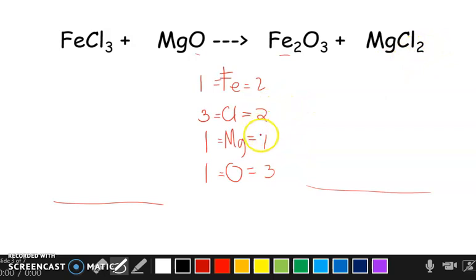The idea for balancing is to make sure that the law of conservation of mass will be followed, because you can't make 2 iron out of 1. You can't produce just 2 chlorines from 3. That's impossible. According to the law of conservation of mass, mass or material cannot be created nor destroyed.